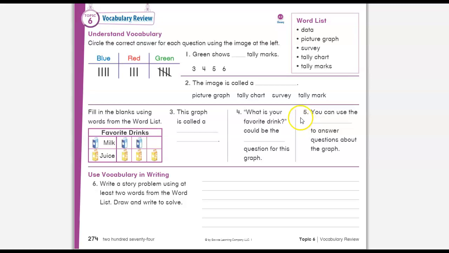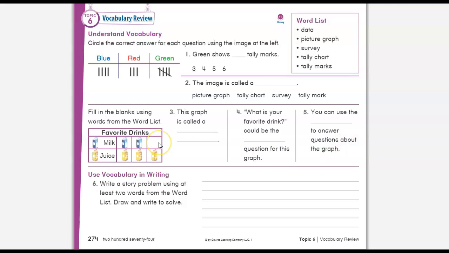For number 5, it says you can use the blank to answer questions about the graph. Look at the words you have used for number 3 and number 4. We want to try to use the correct word for each blank. Think of which word from the word list would best answer this blank. You can use the blank to answer questions about the graph.